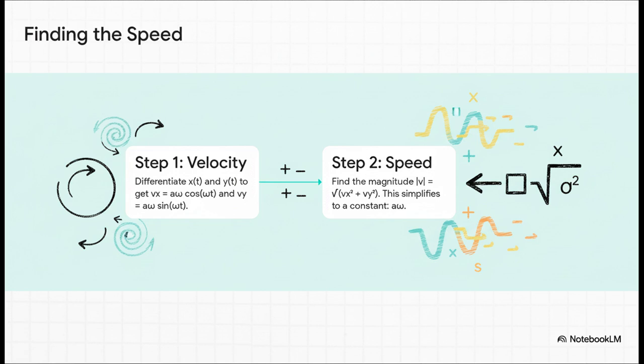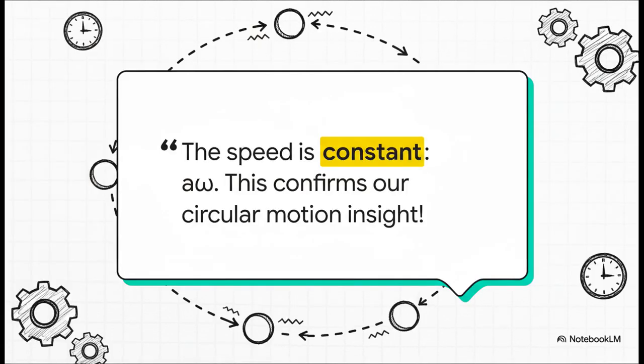The speed, well, that's just the magnitude, the length of that vector. We use a little Pythagoras for that, and look what happens. All that sine and cosine stuff, it just simplifies away. And this result is a huge deal. The speed is just a times omega.